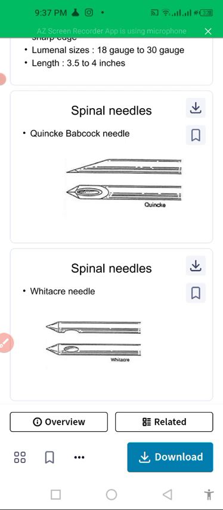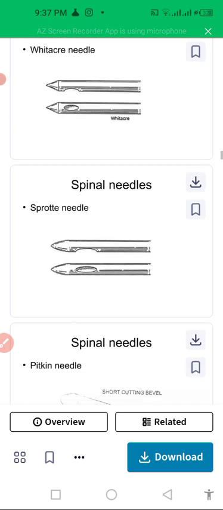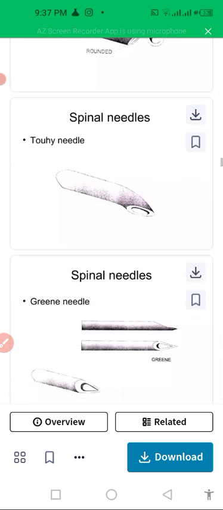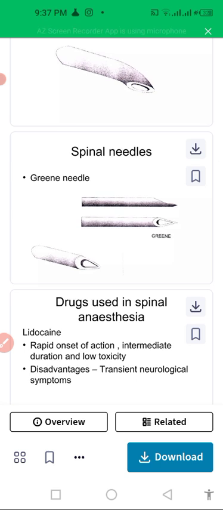There are different types of needles: Whitacre needle, Quincke needle, and Sprotte needle. Different types of needles for lumbar puncture are there.